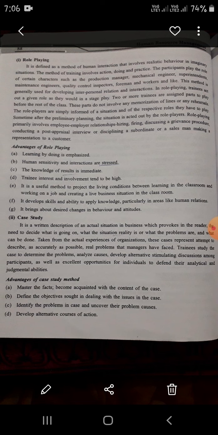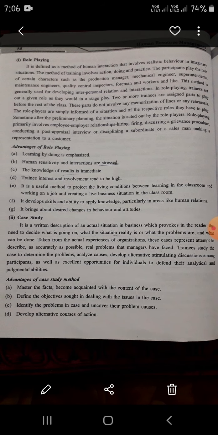Next, second, case study. It is a written description of an actual situation in business which provokes in the reader the need to decide what is going on, what the situation's reality is, or what the problems are, and what can be done. Taken from the actual experiences of organizations, these cases represent an attempt to describe as accurately as possible real problems that managers have faced.